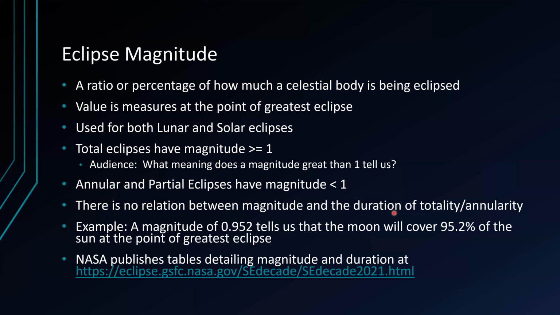For example, our upcoming eclipse here in October has an eclipse magnitude of 0.952, which as a percentage just tells us that 95% of the sun will be fully eclipsed by the moon if you are standing at the point of greatest eclipse. For those who are interested, NASA has a good series of tables that summarize all of this information for the next 300 years of solar eclipses, if you want to take a look at that.